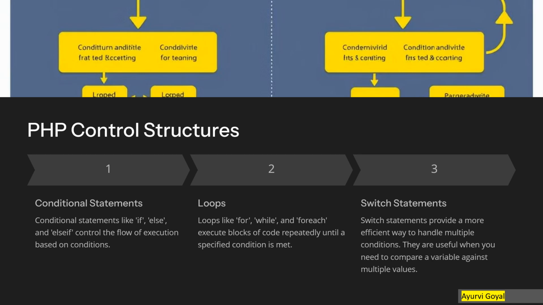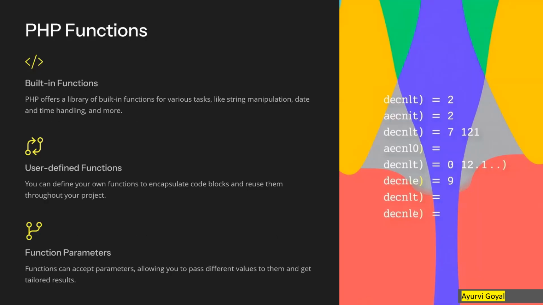PHP control structures. It includes three kinds of structures: conditional statements, loops, and switch statements. Conditional statements like if, else, and else if control the flow of execution based on conditions. Loops like for, while, and foreach execute a block of code repeatedly until a specified condition is met. Switch statement. A switch statement provides a more efficient way to handle multiple conditions. They are useful when you need to compare a variable against multiple values.